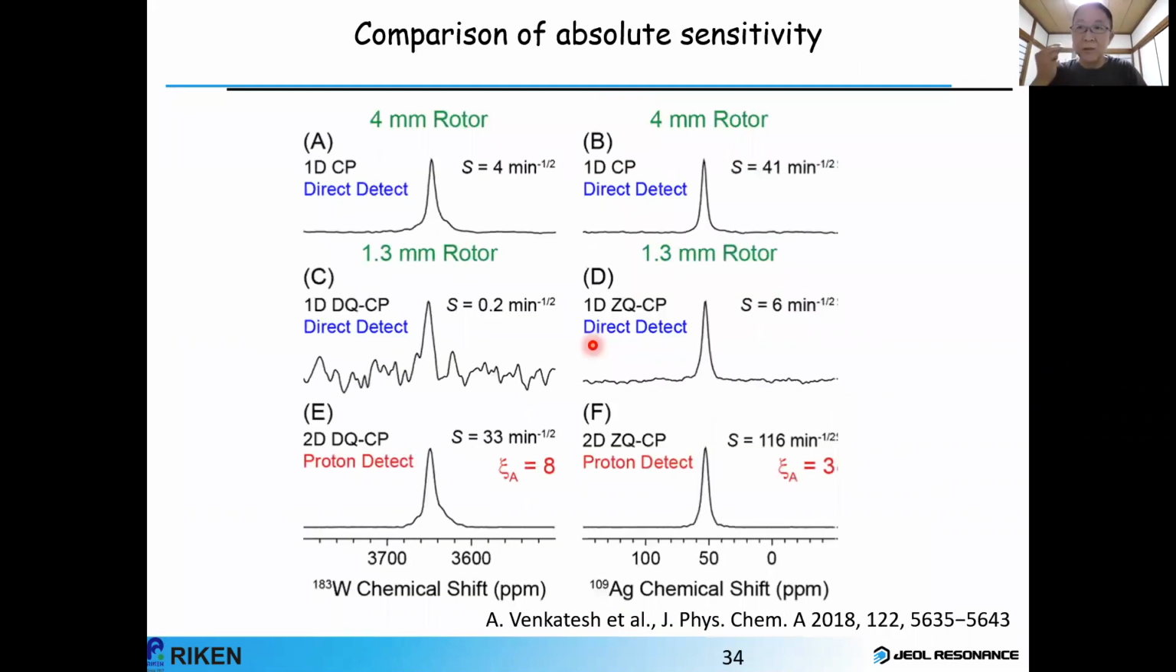But we also need to think about another factor, sample volume. For direct detection, we don't need fast MAS, a small rotor. We can use a standard rotor, and we can put a lot of sample in it, and we can obtain higher sensitivity than with 1.2 or 1.3 millimeter, 1 millimeter rotors. But even so, proton detection gives us higher sensitivity than direct detection. So for these low gamma nuclei, we should use proton detection if your nuclei has a proton neighbor.